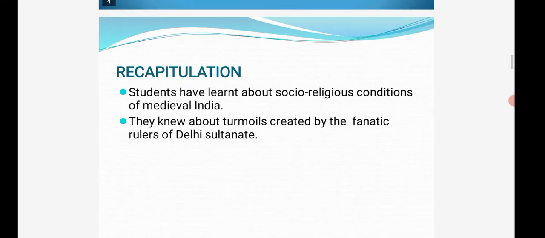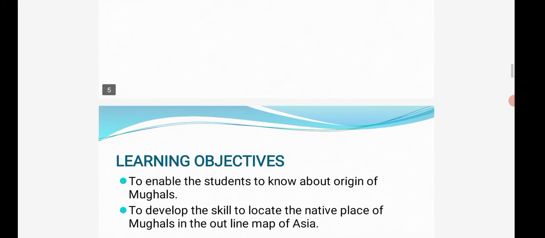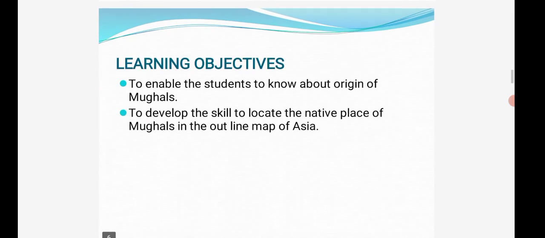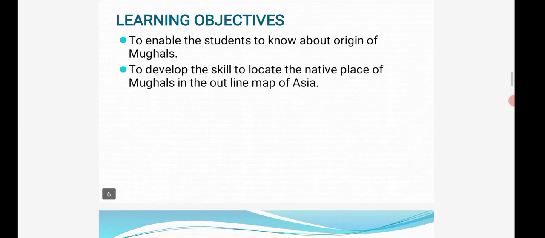Students have learnt about socio-religious conditions of medieval India. They knew about turmoils created by the fanatic rulers of Delhi Sultanate. Learning objectives: to enable the students to know about origin of Mughals and socio-economic conditions of India on the eve of Babur's invasion, to develop the skill to locate the native places of Mughals in the outline map of Asia.